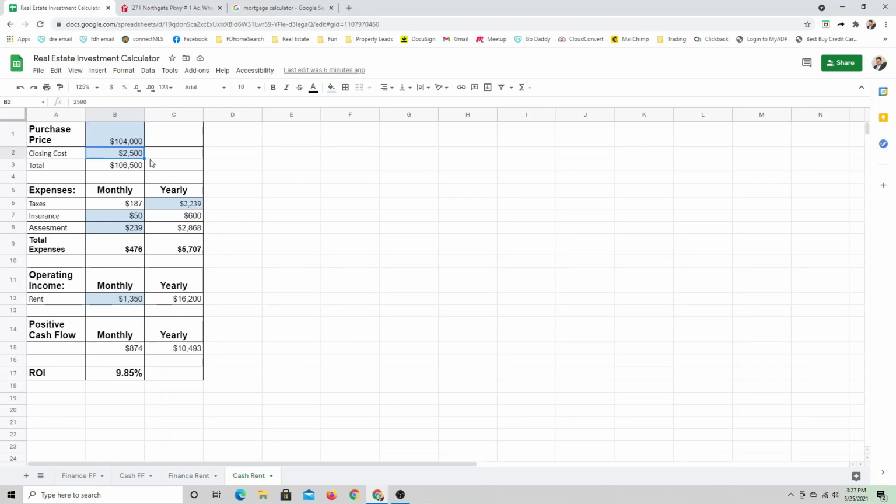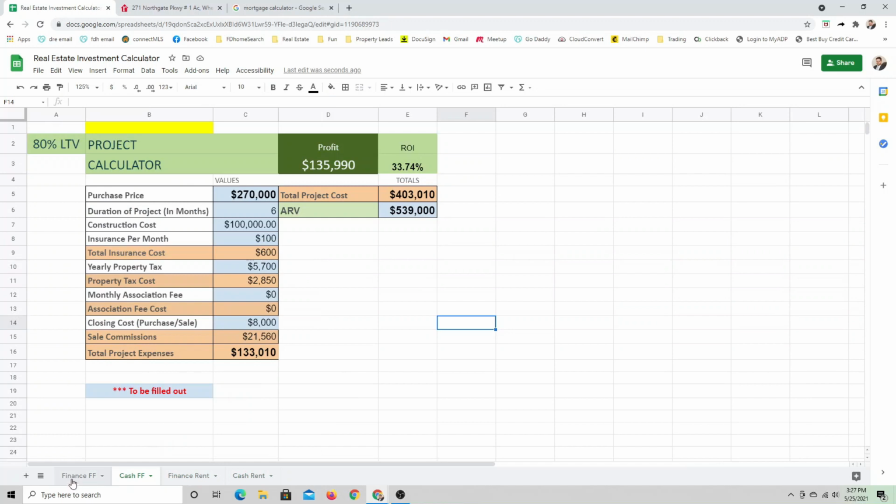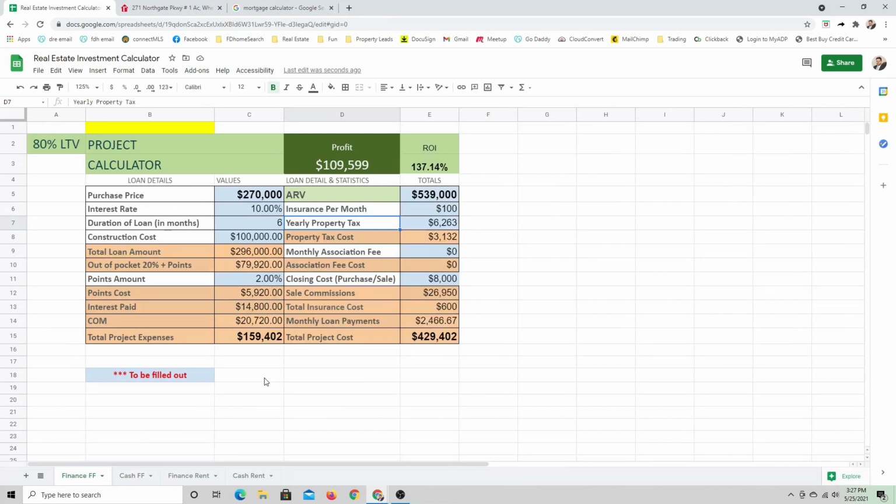You just put the purchase price, which is $108,000. Same taxes, same insurance, assessment, your rent $13.50. So this is how much you're getting back, and this is your ROI for that. So that is how you use the calculator. It can be very helpful to figure out which properties are worth it for your investment. And we'll move on to the next segment, where we're going to take a look at one of the properties that we are working on right now.